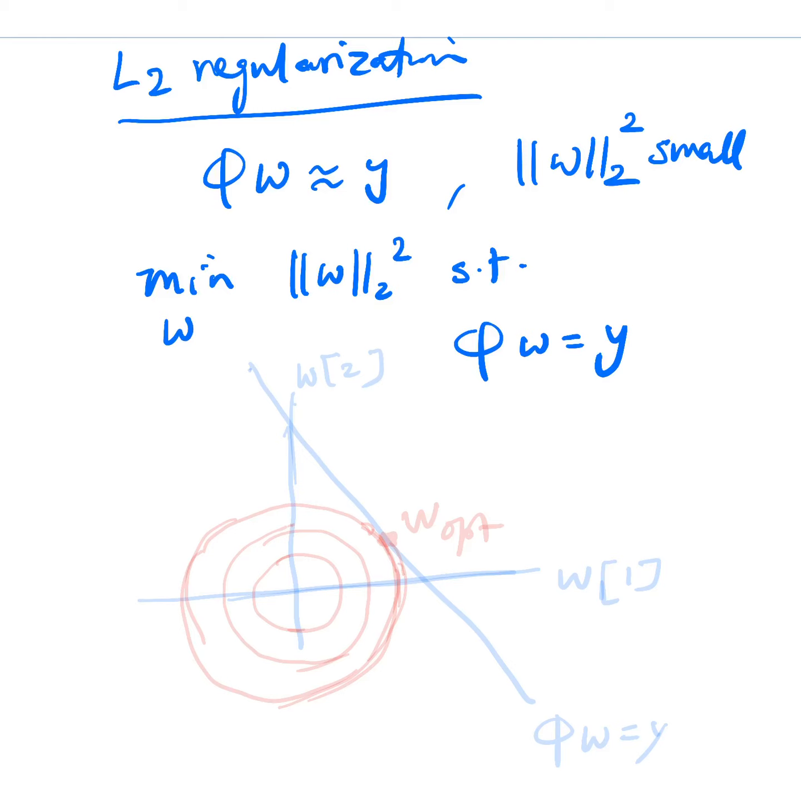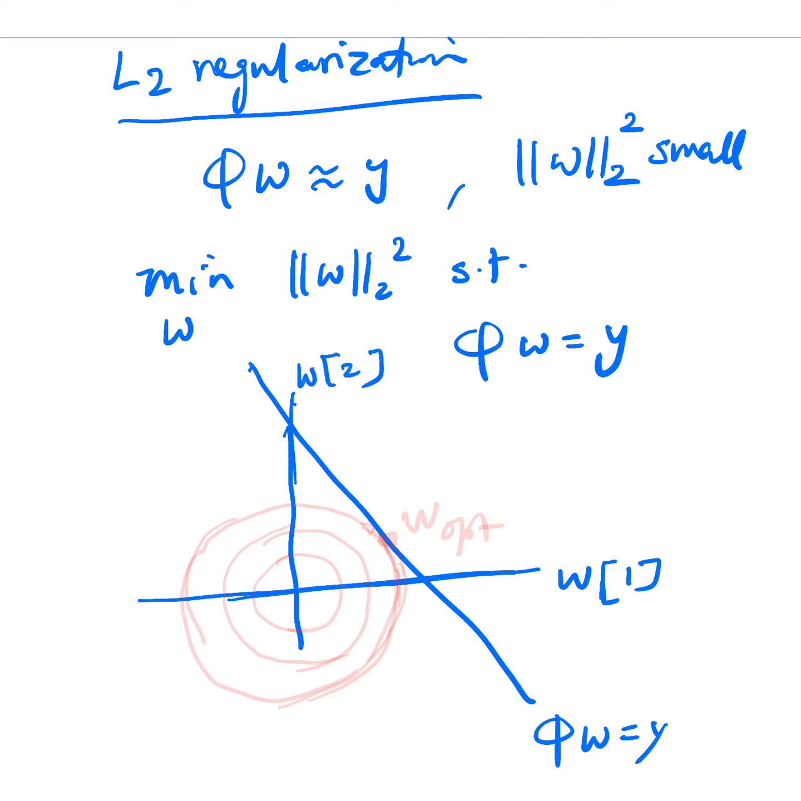So what are we doing? This phi W equals Y is a line. Let me say that it's a line like this. So this is my phi W equals Y line in 2 dimensions. And what is the norm of W squared? This is basically a circle. This is W1, W2. These are the 2 components.